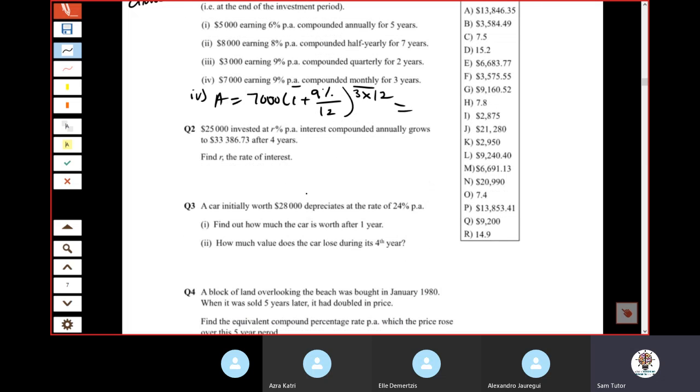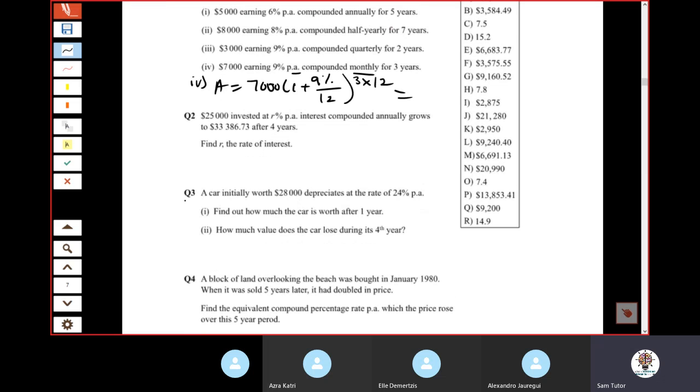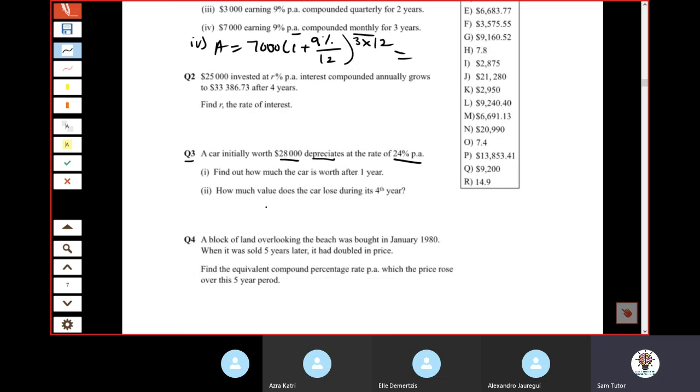Let's look at question 3. Question 3 says a car initially worth 28,000 depreciates, which means not plussing, you're minusing, at the rate of 24% per annum. Find out how much the car is worth after 1 year. So the car will be worth 28,000, 1 minus 24% to the power of 1. We can actually work that one out fairly quickly. 1 minus 24%, it is worth 21,280.